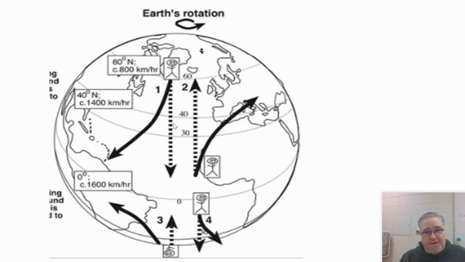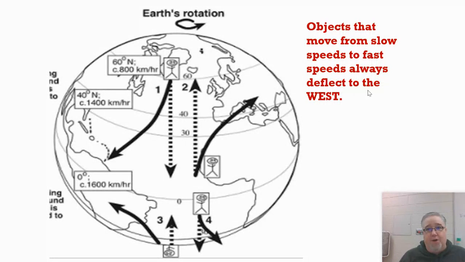remember, if the Earth doesn't spin, then that ball would just go straight down, right? But it does spin. And one of the rules is that if the object is moving from a slower speed to a faster speed, the object will always deflect to the west.